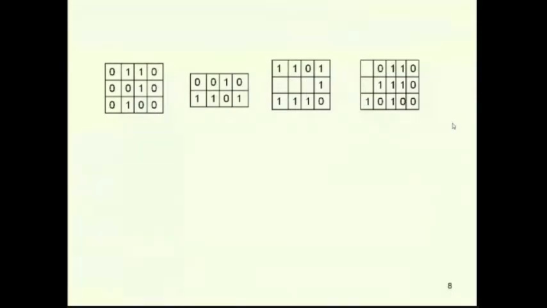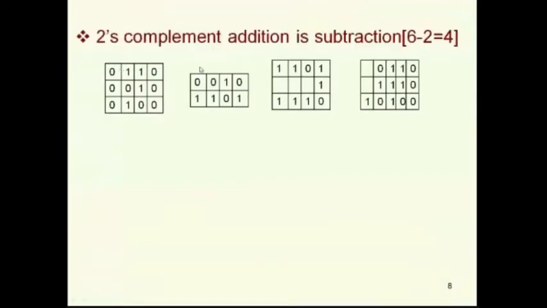How to do subtraction? Which is very interesting. Subtraction can also be done using addition, as we all know, by using 2's complement addition. Is it clear or not? So when you look at this diagram, 2's complement addition is subtraction. We are interested to subtract 2 from 6. So 6 minus 2 is 4.